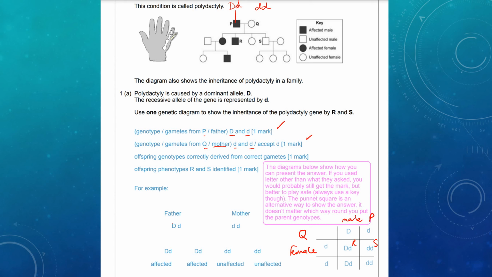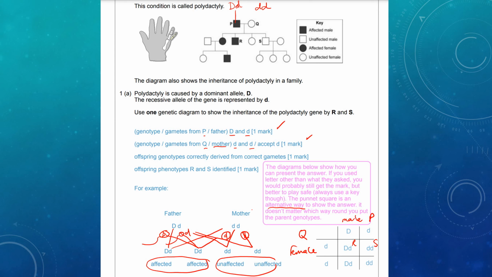The other way to show this diagram is to do it this way. It is rather messy though. So the father's sperm would have capital D and a lowercase d, and the mother's eggs would both have recessive copies. And then when these join together, the sperm and the egg, that one and that one, and then that one and that one and that one and that one. We can see we have two who are affected by polydactyly and two who are unaffected. The Punnett square is always the better way. It says an alternative way to show the answer. It just allows you to show very clearly what's happening in inheritance.